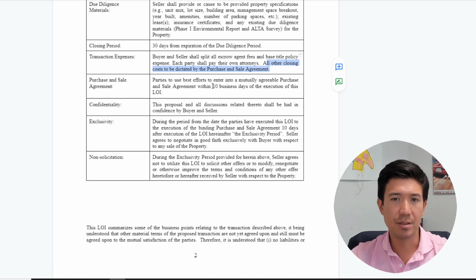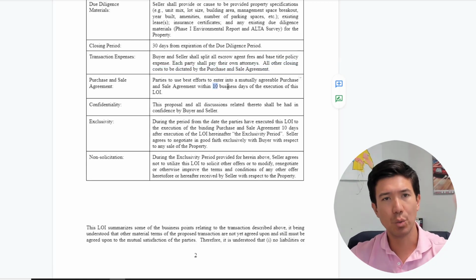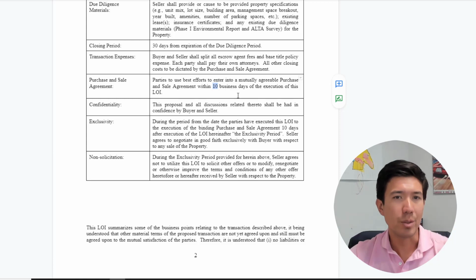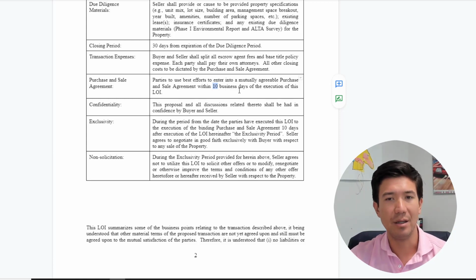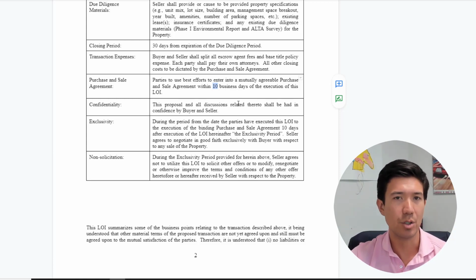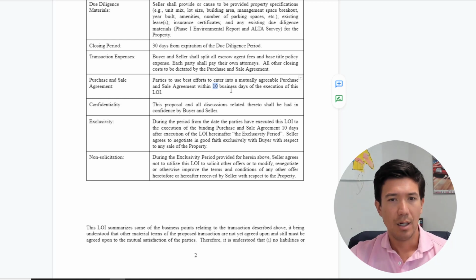PSA within 10 business days, again, totally reasonable. That's 2 weeks. I think a minimum would be about a week, and on the long side, it can be 2 to 3 weeks as well.